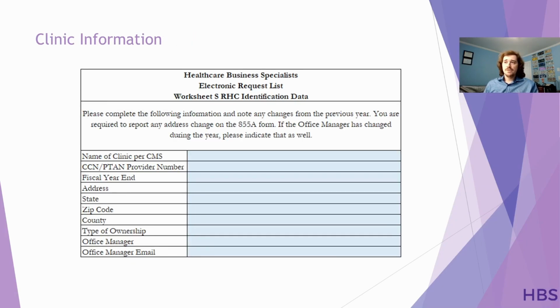So this is the clinic information tab I mentioned. It's very basic information: clinic name, provider number, the fiscal year end that we're preparing for, location of the clinic, how it's owned. If this is not your first year using your preparer for the year, then they probably already have a lot of this information. But we send it out with our request list every year to make sure that our information is still up to date and accurate. So definitely fill it out. Definitely provide this information because it helps make sure everything still lines up the right way.